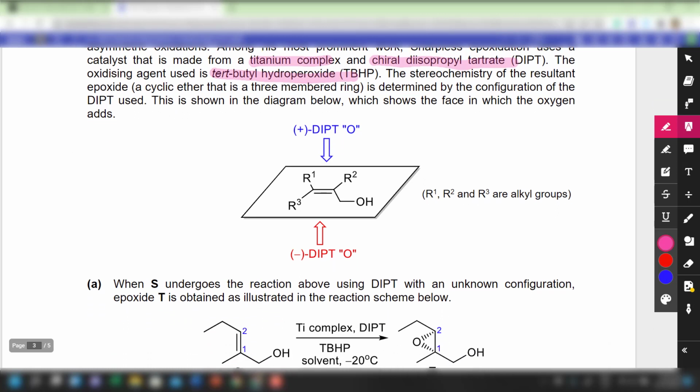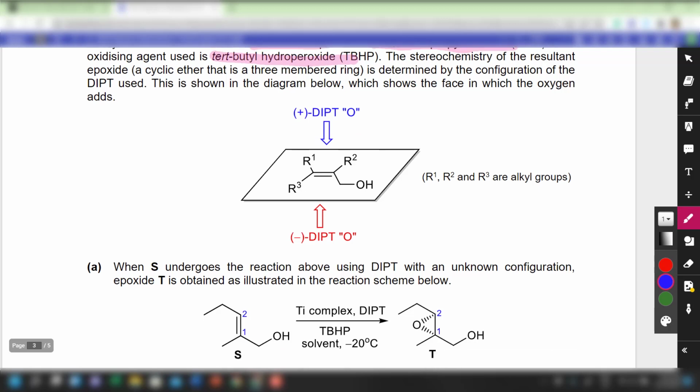So whether it takes on plus or minus. If it approaches from the top, then it is going to deliver oxygen on the top of this cartoon or this particular diagram. If it approaches from the bottom, then it will insert oxygen onto the bottom.